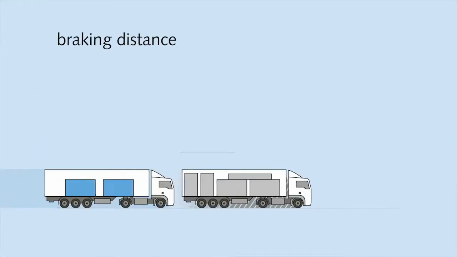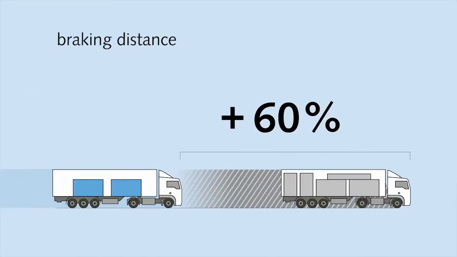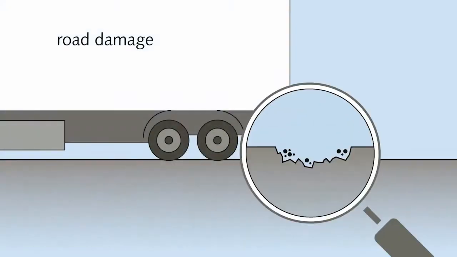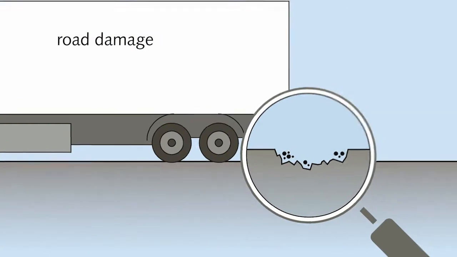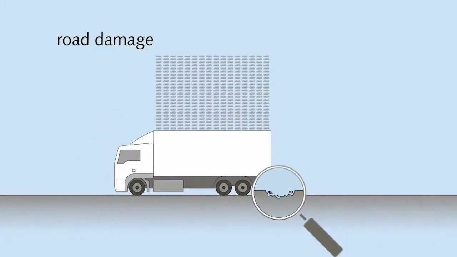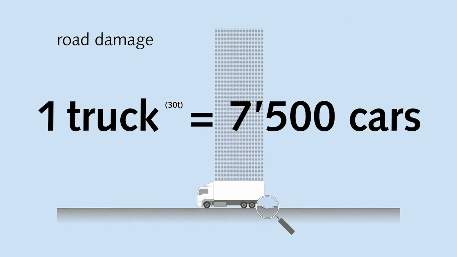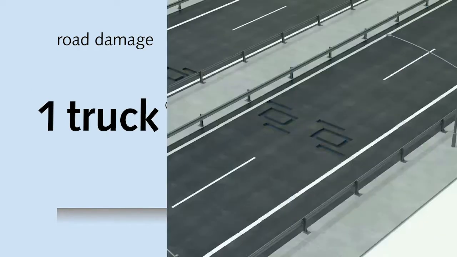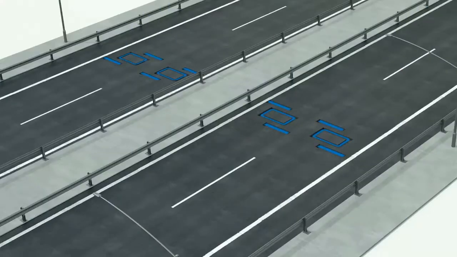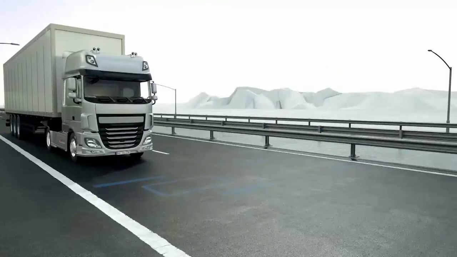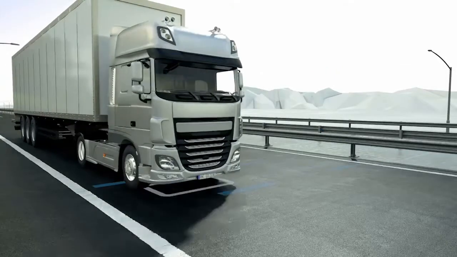An incorrectly loaded or overloaded truck has a much longer braking distance. In addition, overloaded trucks lead to severe road damage and cause massively higher maintenance costs. An example: the impact of a truck with a total weight of 30 tons equals the damage of 7,500 passenger cars. Weigh-in-motion technology is used for weight enforcement and to collect traffic load statistics.